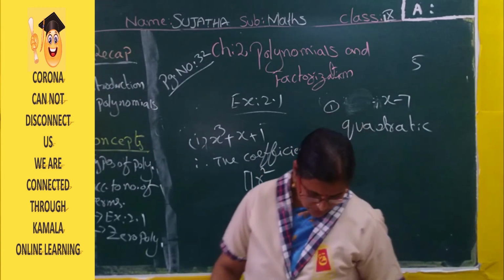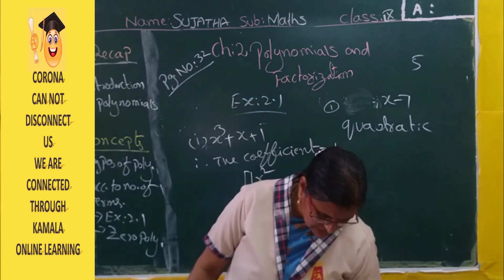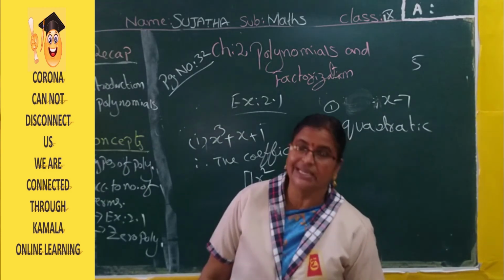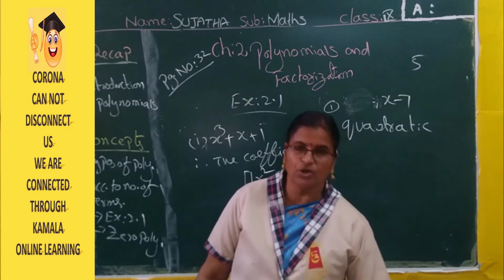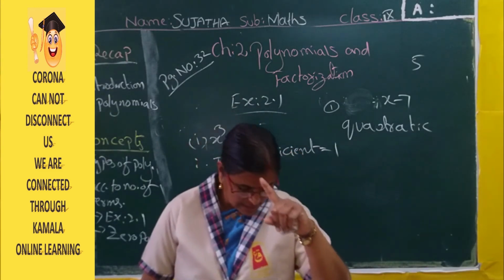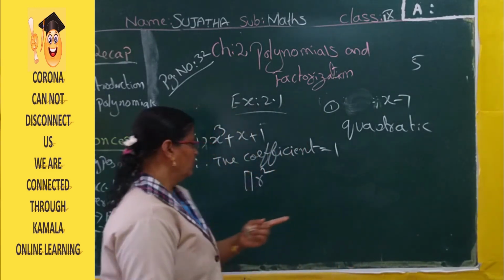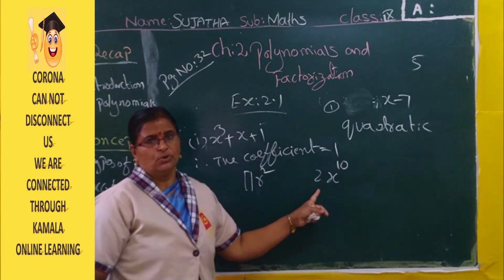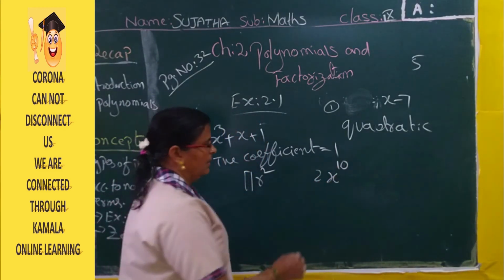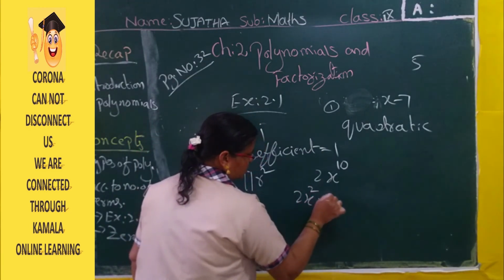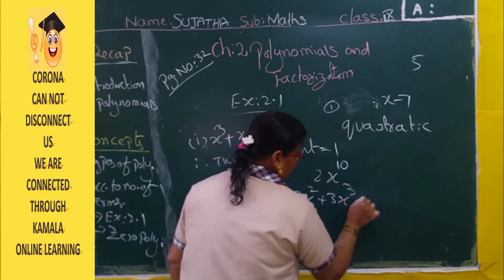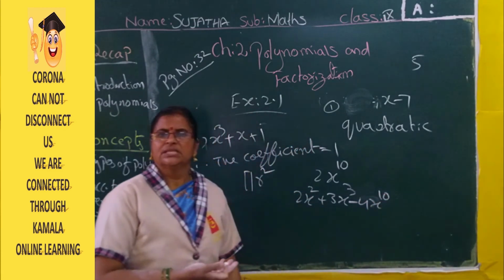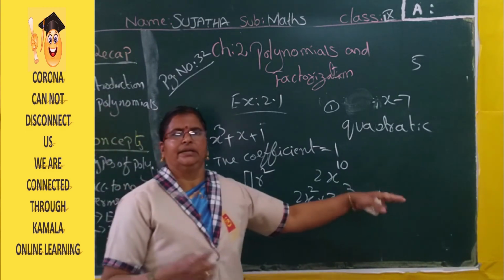Understood now? Now, the sixth one I am saying. Give one example each of monomial and trinomial of degree 10. Monomial of degree 10 means 2x to the power 10. Yes, this is a monomial as well as degree 10. Now, 2x square plus 3x cube minus 4x to the power 10. This is a trinomial of degree 10.